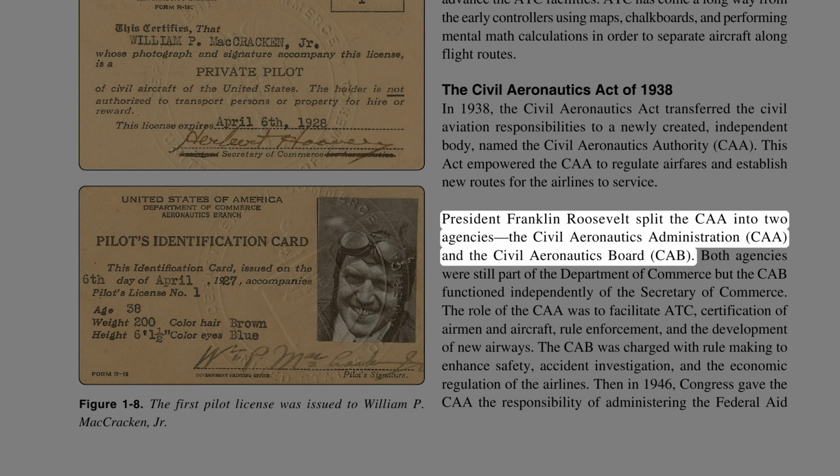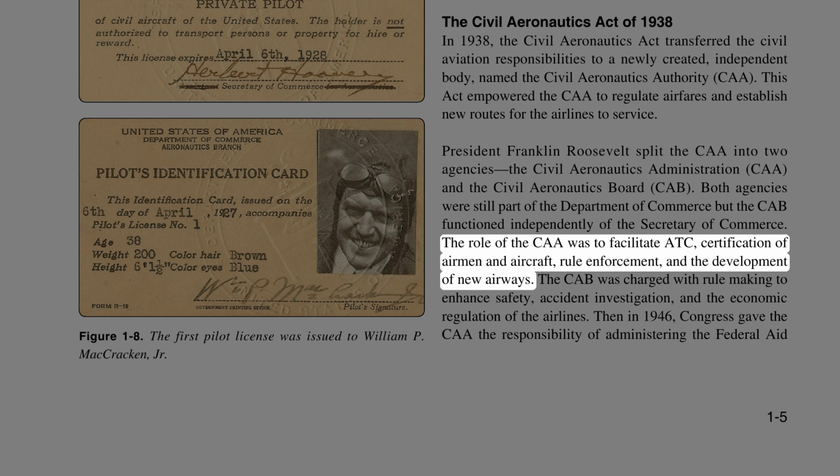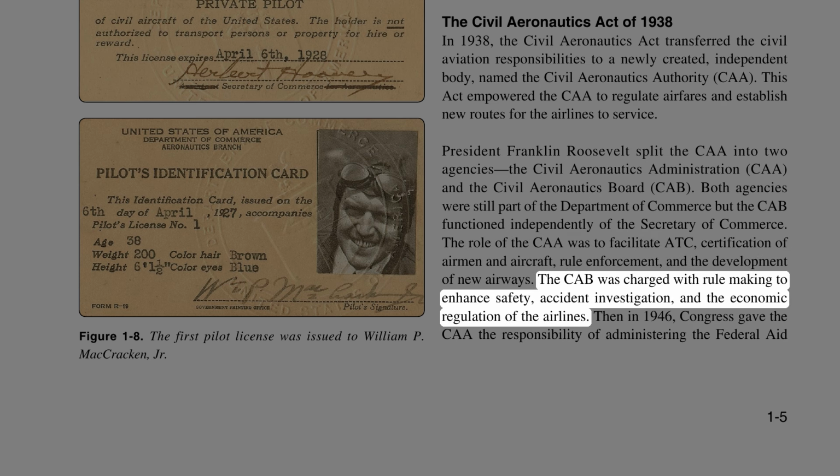President Franklin Roosevelt split the CAA into 2 agencies, the Civil Aeronautics Administration (CAA) and the Civil Aeronautics Board (CAB). Both agencies were still part of the Department of Commerce, but the CAB functioned independently of the Secretary of Commerce. The role of the CAA was to facilitate ATC, certification of airmen and aircraft, rule enforcement, and the development of new airways. The CAB was charged with rule-making to enhance safety, accident investigation, and the economic regulation of the airlines.